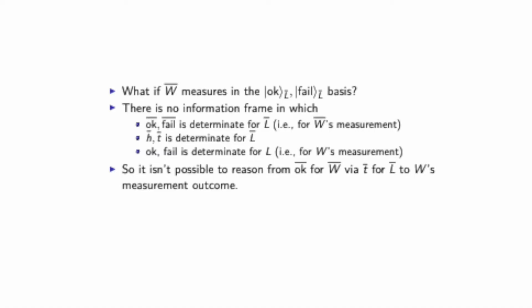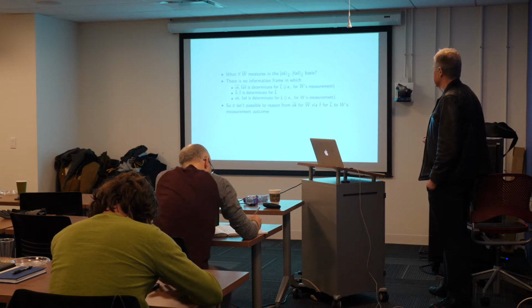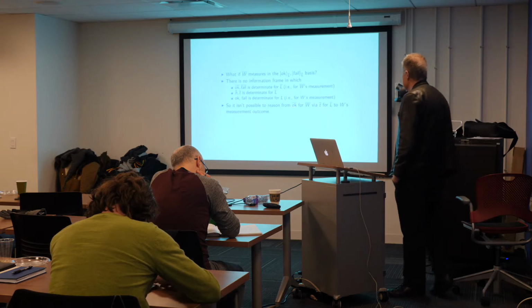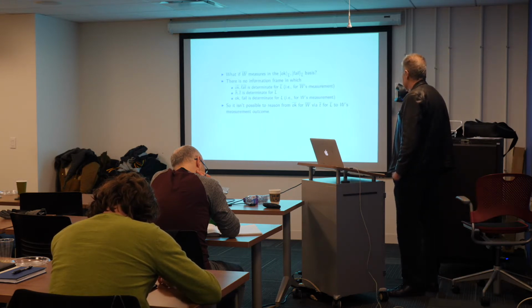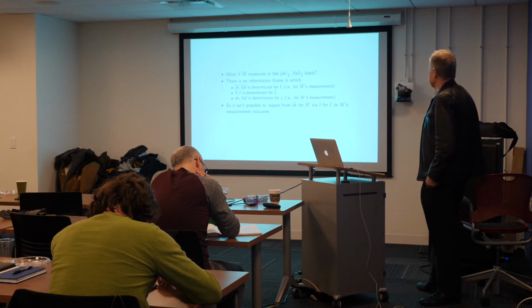But what if W bar measures in the OK fail basis? Now there's no information frame in which the inference in the paper goes through. There's no information frame in which OK fail is determinate for L bar, that is for Wigner bar's measurement, and H bar, T bar is determinate for L bar, and OK fail is determinate for L, that is for Wigner's measurement. So it isn't possible to reason from OK for Wigner bar, the first Wigner, via tails for L bar to W bar's measurement outcome.